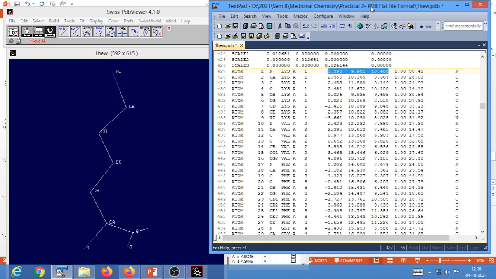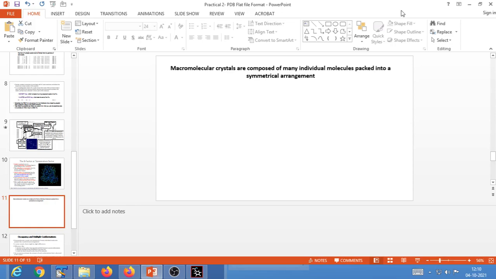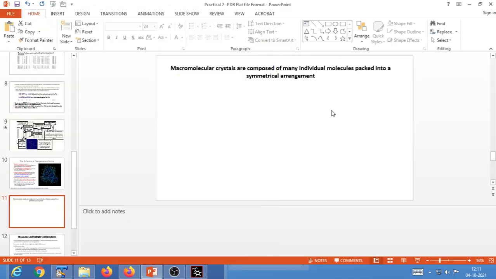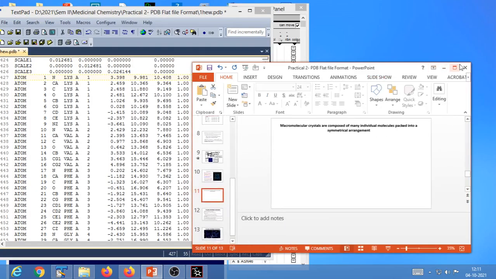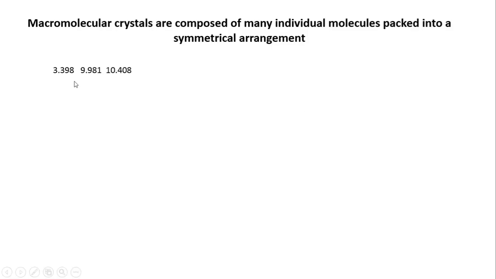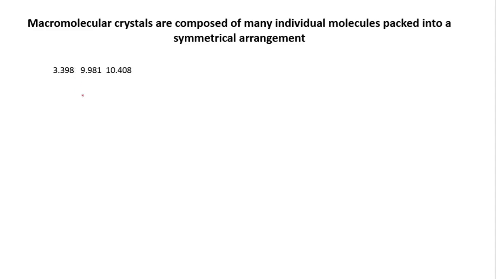So what these coordinates mean is simple. Let us copy this and paste it over. So here are the x coordinate, y coordinate, and z coordinate. These coordinates are for your first nitrogen atom.